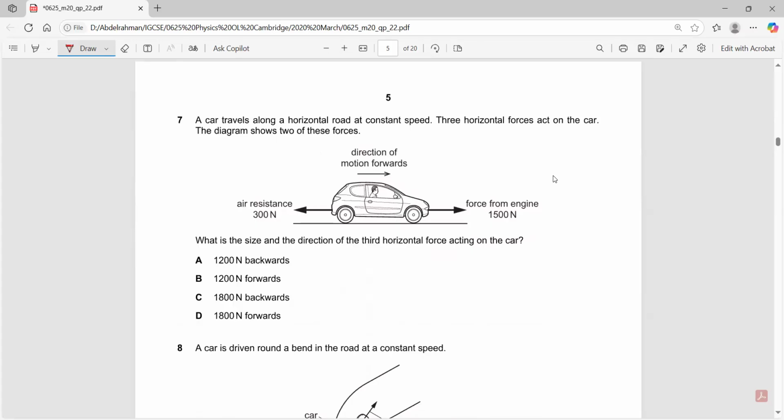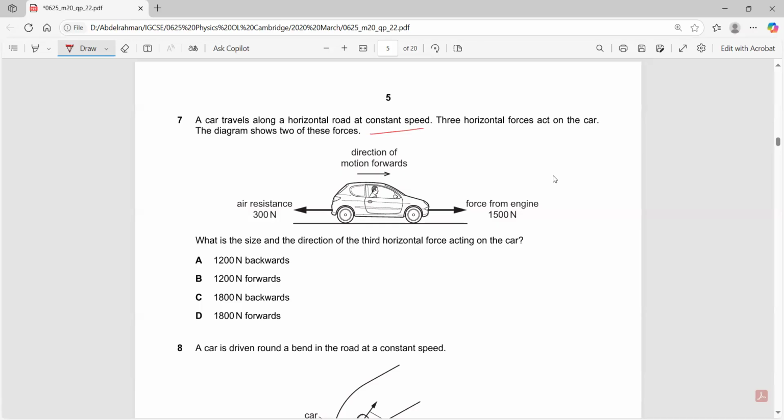A car travels along a horizontal road at a constant speed. 3 horizontal forces act on the car. Two of them are shown. Where is the third horizontal force?